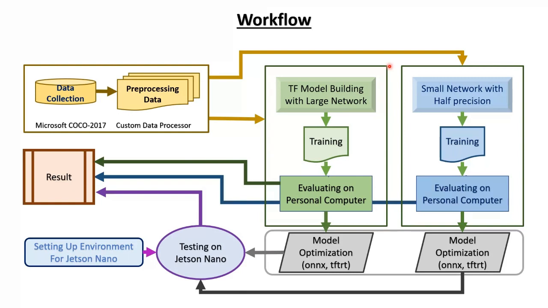Both of these models are identical, the only difference being that the left model uses a floating point precision of 32-bit, which is the default, and this model uses half precision, also referred to as floating point precision of 16. These are suitable for mobile devices as they consume less memory to operate. Then both of the models were trained and evaluated on the personal computer.